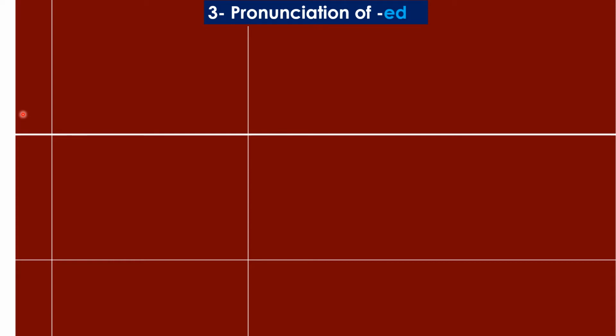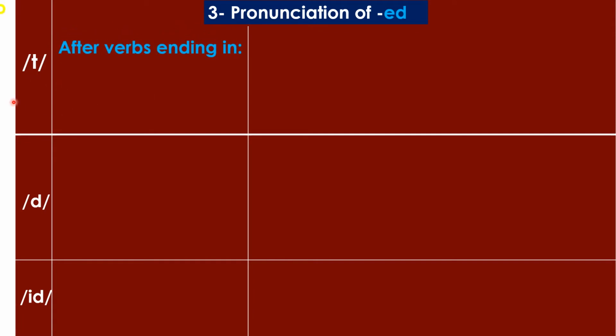Okay, ed is pronounced at the end of verbs in three different ways. طبعا ed تتنطق بطرق مختلفة as ت or as د or as ed. Okay, let's have a look at the pronunciation of ed as ت. طبعا ال ed بتتنطق في نهاية الأفعال بثلاث طرق مختلفة إما ت أو د أو ed. Okay. Let's start with the pronunciation of ed as t. نشوف كده نطقها كت.